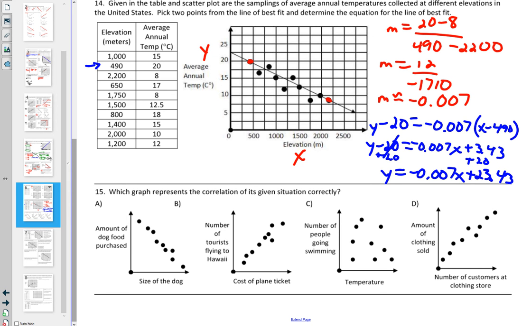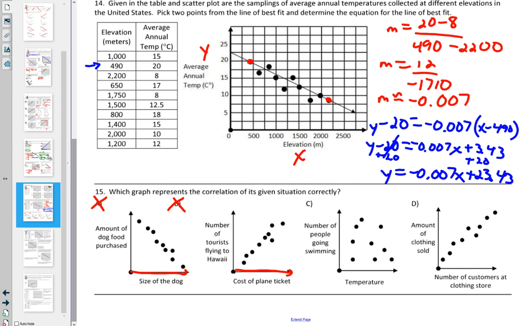Which graph represents a correlation of this given situation? I guess you're just trying to see which one makes sense. Like, the bigger your dog gets, does that mean you buy less food for them? Probably not. Big dogs like a lot of food. The more a plane ticket costs, would you expect there to be more tourists or less tourists?